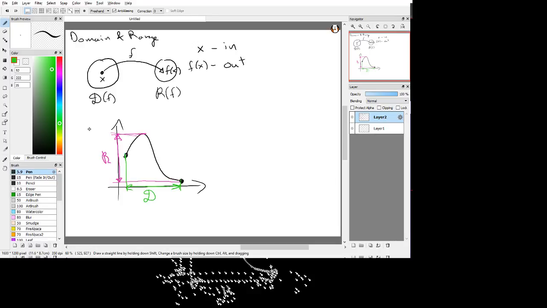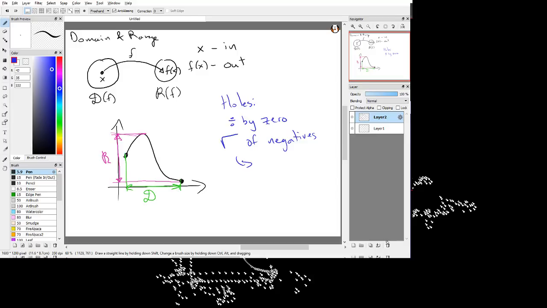Now we can have holes in them, and we're typically going to be dealing with holes when we have division by 0, or if we have square roots of negatives, since we're working on the reals.